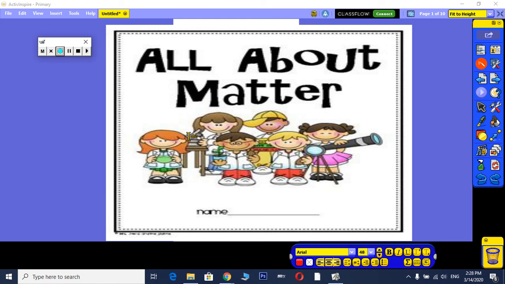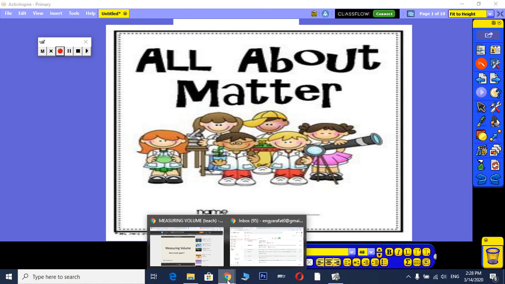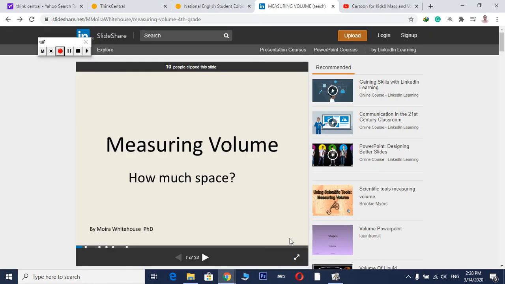Now we are going to speak again about matter. We are in unit 9, lesson 3. Matter is everything around us. We know that matter is everything that surrounds us.